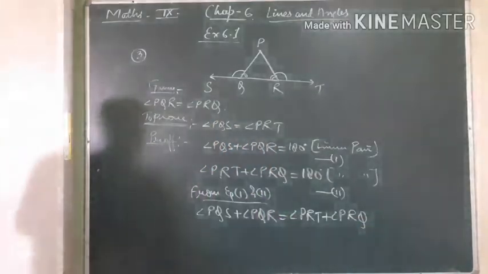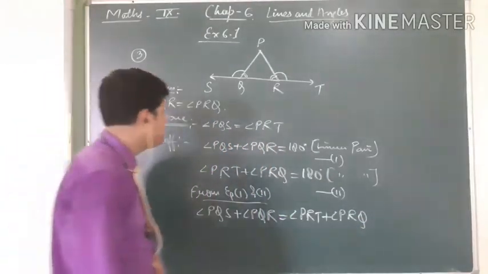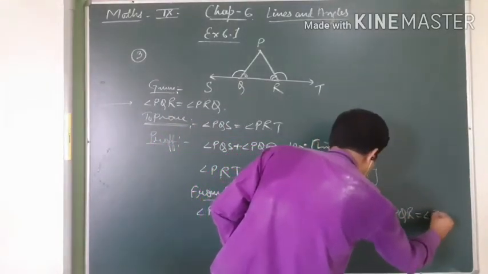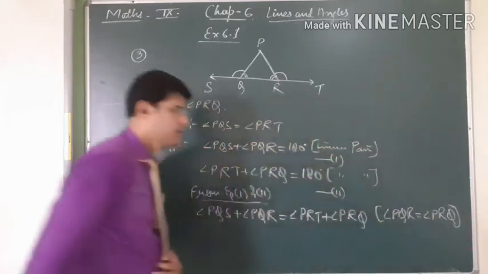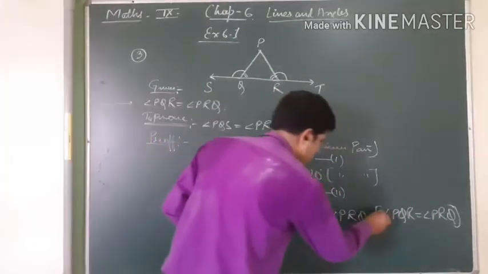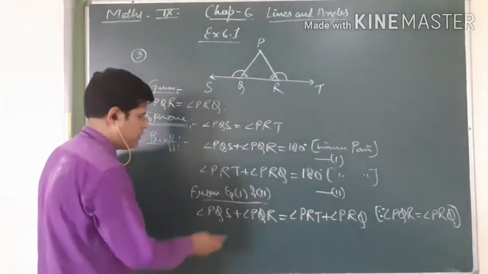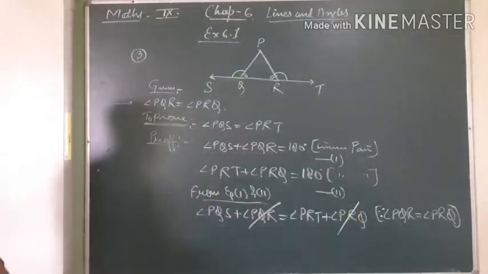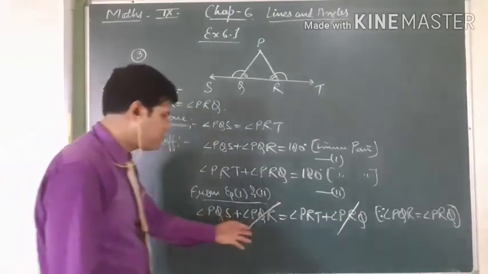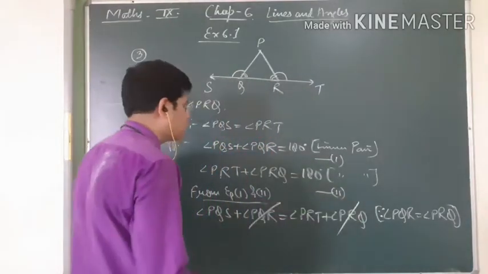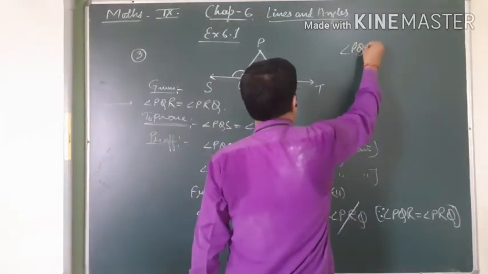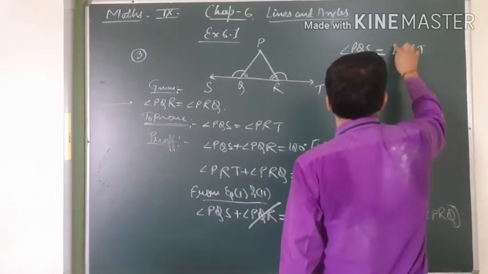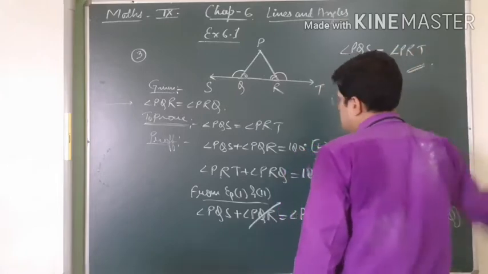Already we knew that angle PQR is equal to angle PRQ, because these two parts are equal. This is the reason we can cancel PQR with PRQ on both the RHS and the LHS. When we transfer to the other side, it will subtract. So what remains is angle PQS equal to angle PRT.